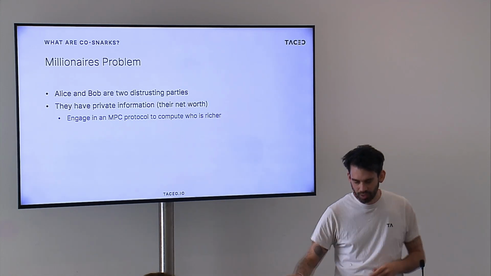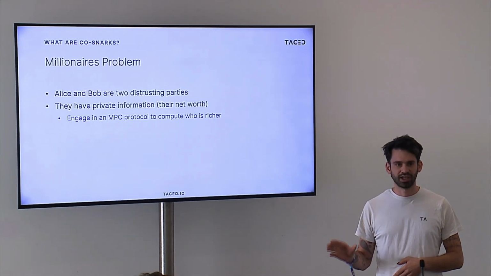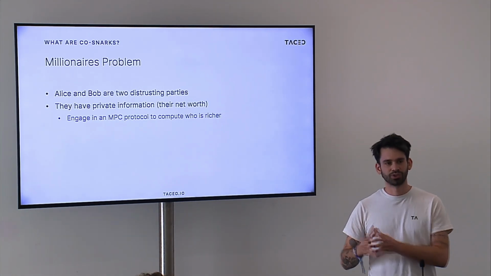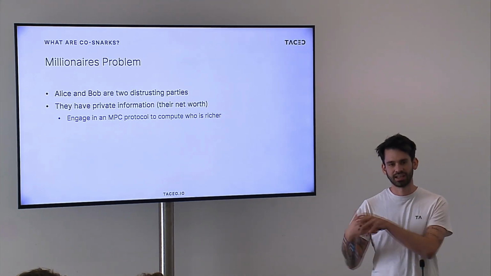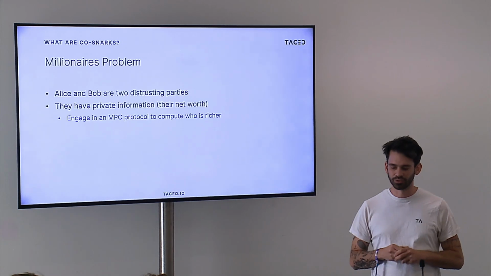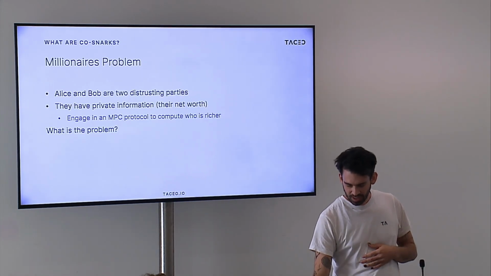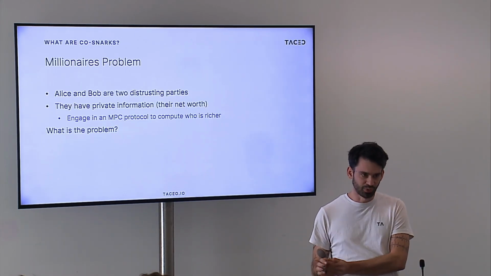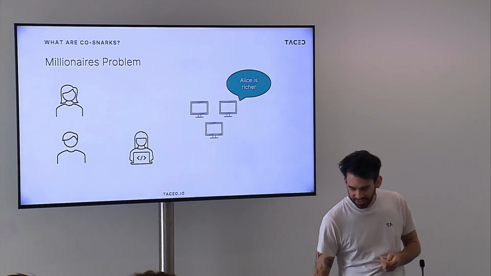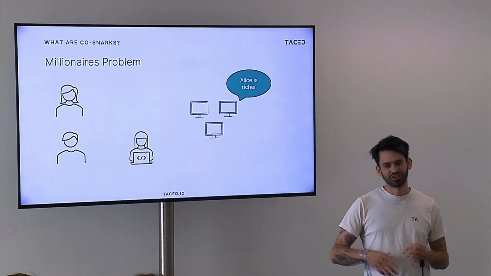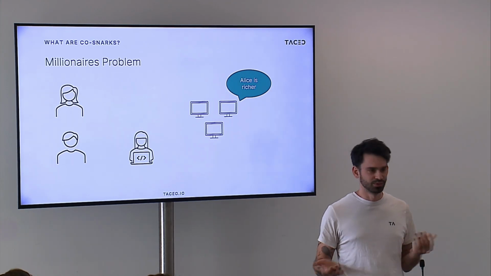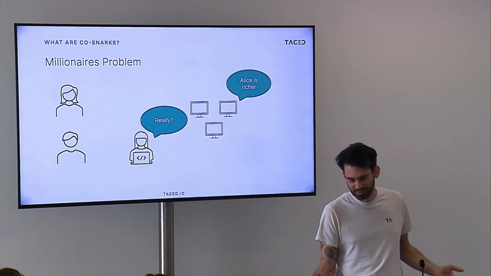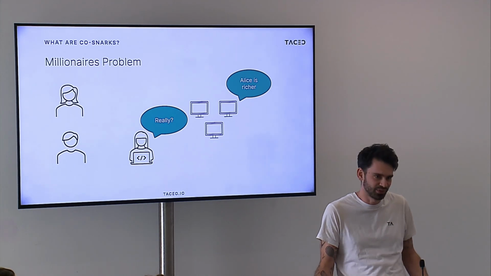To sum things up, Alice and Bob are two distrusting parties. They have private information, which is their net worth, and they don't want to tell this to anyone else. So they engage in an MPC protocol to see who's richer. Everything is fine. But if you think about it, what is the problem here? Imagine there's another person, Charlotte, and she also wants to know who is richer. So now the MPC protocol tells her, okay, Alice is richer, and she asks, is this really true? And she can't really know that.